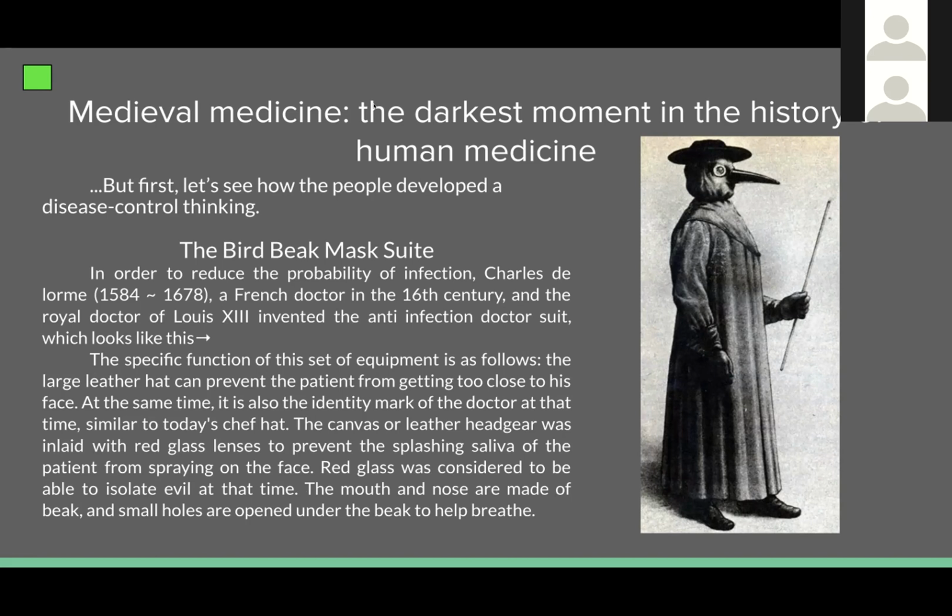The large brimmed hat can prevent the patient from getting too close to the face. At the same time, it is also the identity mark of the doctor at that time, similar to today's chef hat. The canvas or leather headgear was inlaid with red glass lenses to prevent the splashing saliva of the patient from spraying on the face. Red glass was considered to be able to isolate evil at that time. The mouth and nose are made of a beak, and small holes are opened under the beak to help breathe.